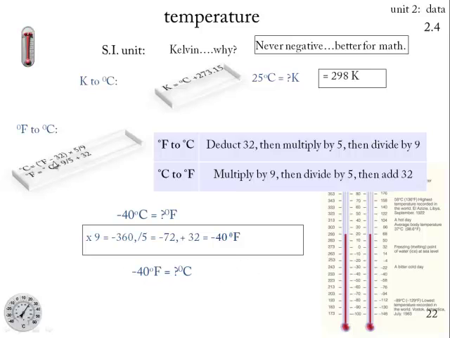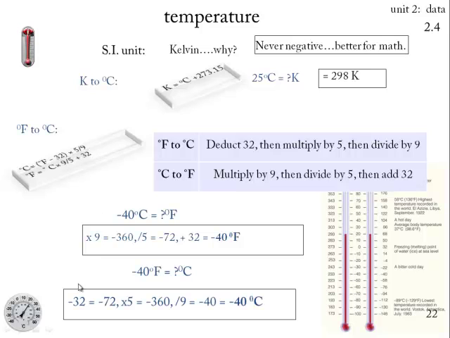Let's go ahead and do this. We'll subtract 32, multiply by 5, and divide by 9. Subtracting 32 gives us a negative 72. Multiplying by 5 gives us a negative 360, and dividing that by 9 gives us the negative 40. That checks. They're the same numbers, and that makes sense. They simply coincide with that particular temperature. This is Screencast 2.4.